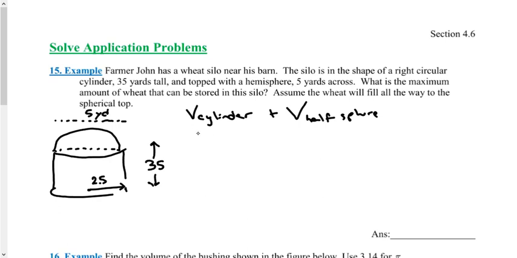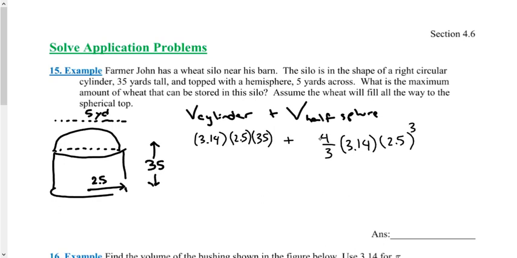The volume of the cylinder is pi r squared times the height. Okay? And the volume of the sphere is going to be 4/3 times pi times r cubed. That's the volume of a whole sphere. But we want half of a sphere. So we're going to take that times a half, or divide it in 2.